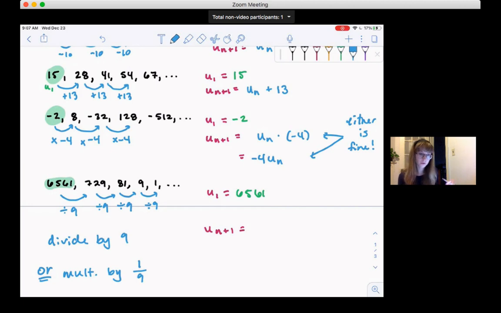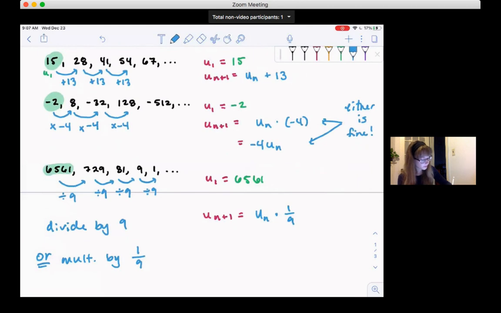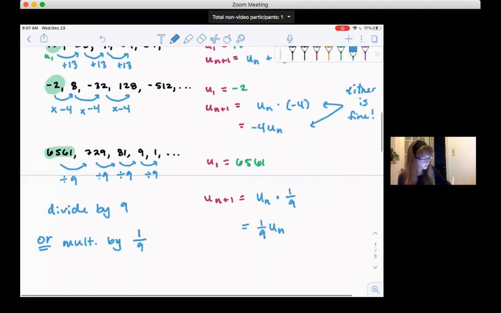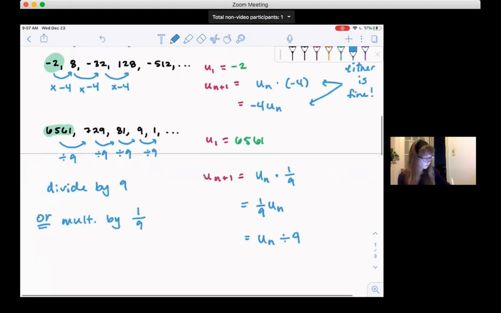So we can write our rule in a couple ways. We could say that to get the next term, you take the current term and you multiply it by 1/9. We could say that to get the next term, you do 1/9 times the current term. We could say that to get the next term, you take the current term and divide by 9, so use the division symbol. Or we could write it as a fraction. The next term is the current term over 9. These are all ways of writing the same thing.